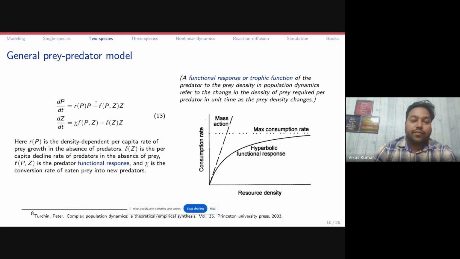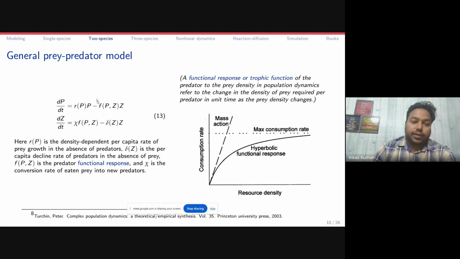And the second is f(P)Z. This term is the functional response. So what is that? A functional response, or the trophic function of the predator to the prey density in population dynamics, refers to the change in the density of prey consumed per predator in unit time as the prey density changes. That means it shows how the predation rate happens, or how this interaction works. So this shows the relationship between prey and predator populations, as you can see in this diagram. We have different kinds of functional responses. I will talk about it on the next page.